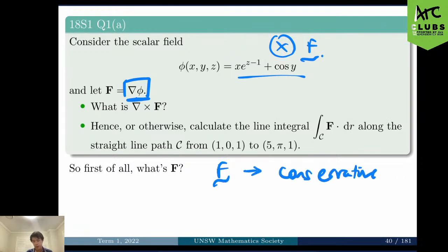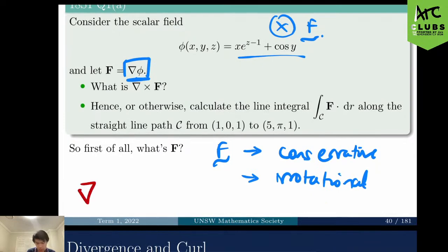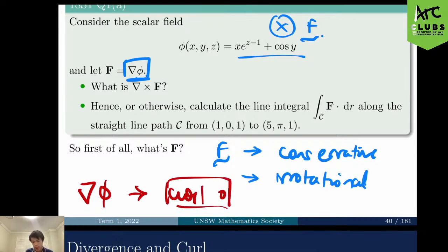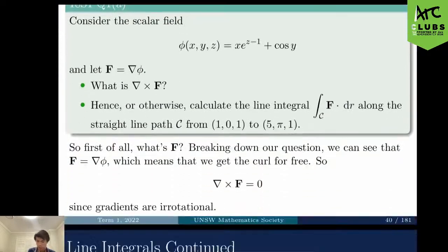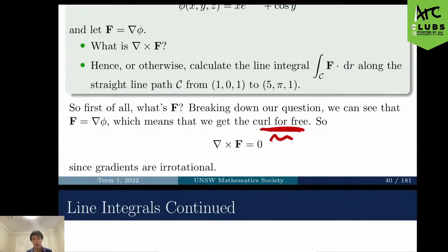And conservative fields are also irrotational. Right? So if you have the gradient of any function, it will always have curl 0. Because conservative and irrotational, meaning 0 curl, they're actually the same thing. So already, we don't need to do any calculations. We know it's a gradient, so we get the curl for free. And the curl equals 0.